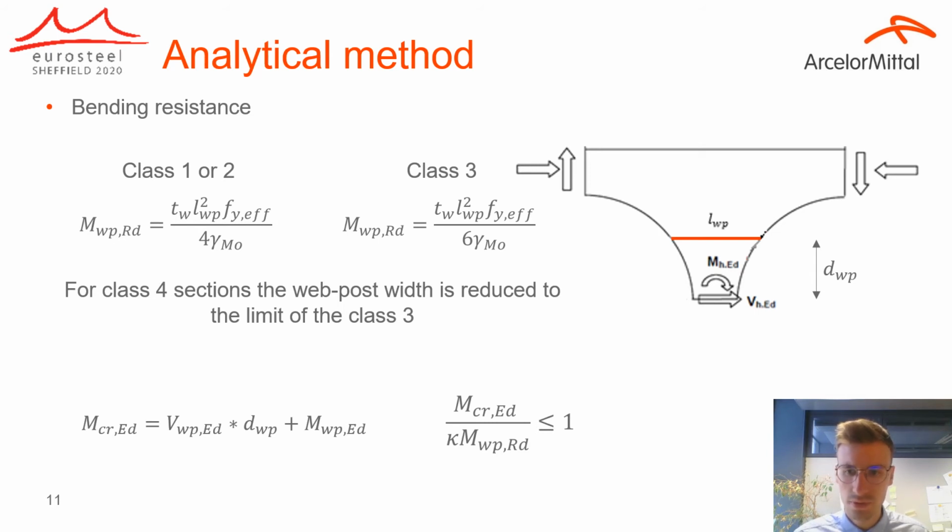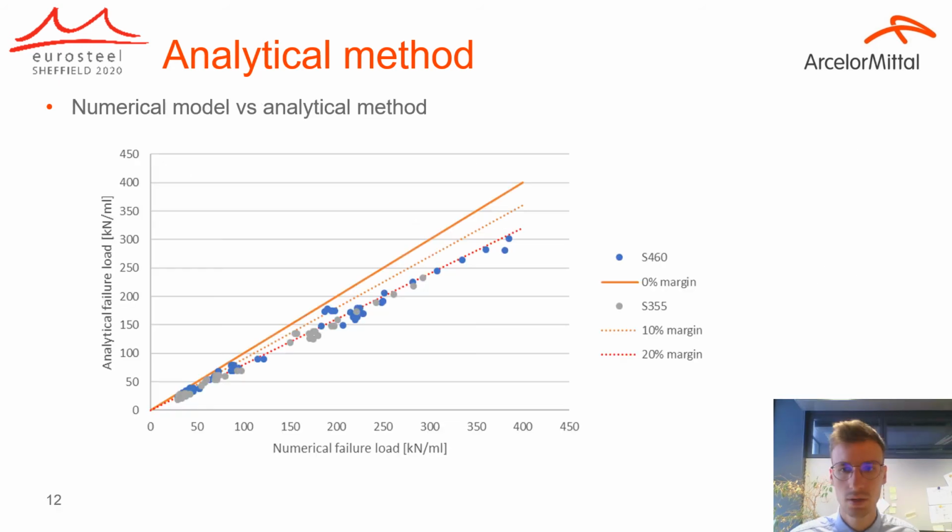One thing we should mention is that this bending resistance is increased by this k factor, which is the post-critical factor, to take into account the fact that the failure of the web post doesn't imply the whole failure of the beam. This graph summarizes the numerical simulations we performed in comparison to the analytical method. We can see that the analytical method provides a margin between 10 and 20%.